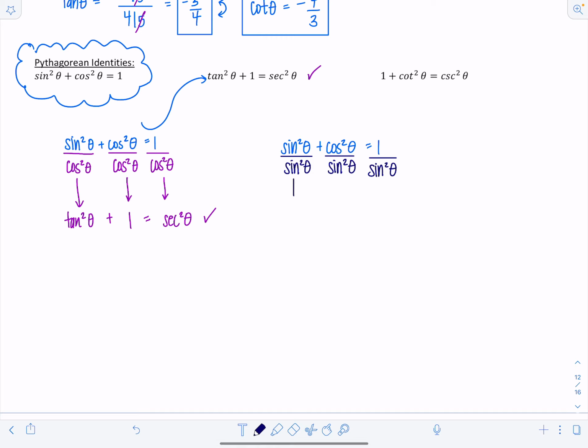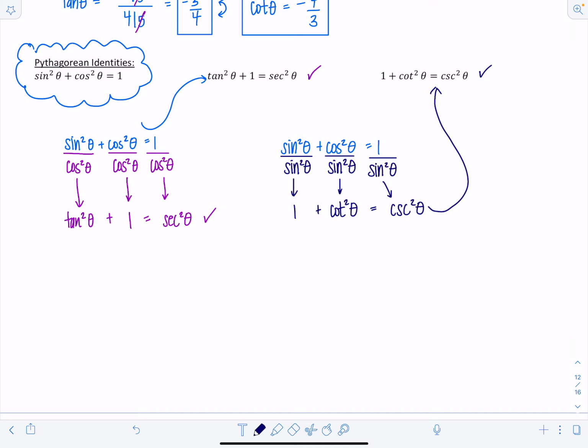So sine squared theta divided by sine squared theta, that's 1, plus cosine squared theta divided by sine squared theta. Remember we said earlier cotangent equals cosine over sine. So this is cotangent squared theta. And 1 over sine is cosecant, so this is cosecant squared theta. Lo and behold, there's the third identity.